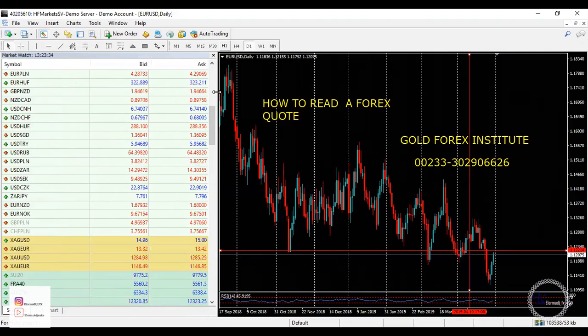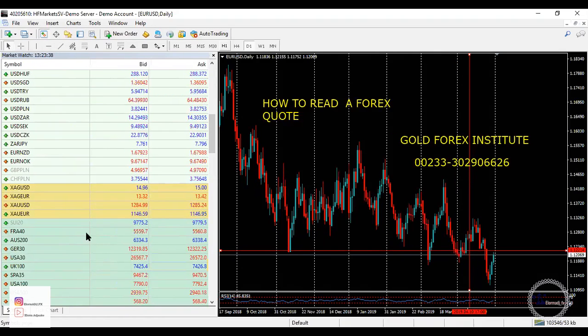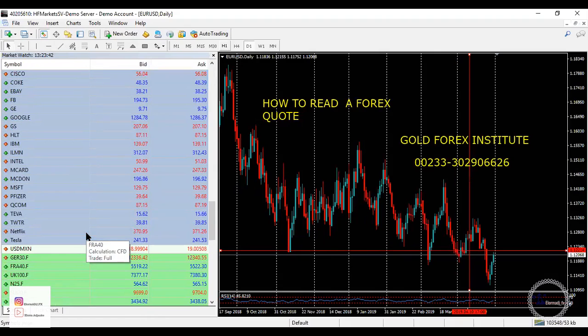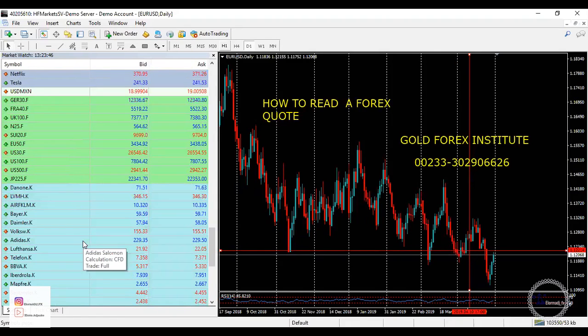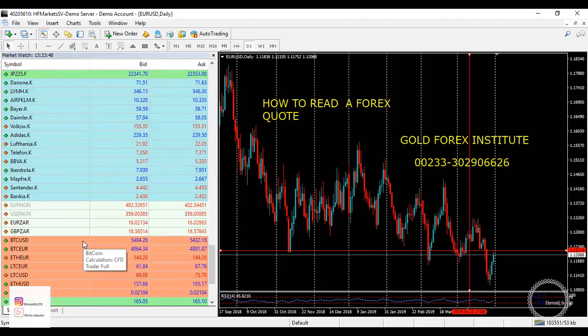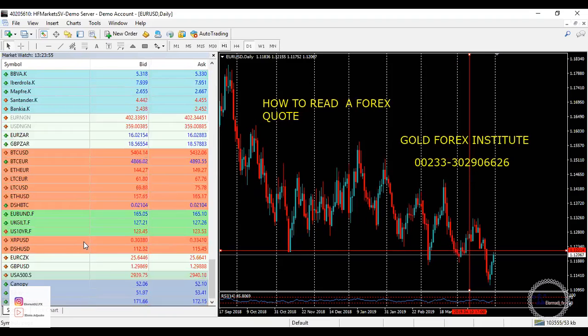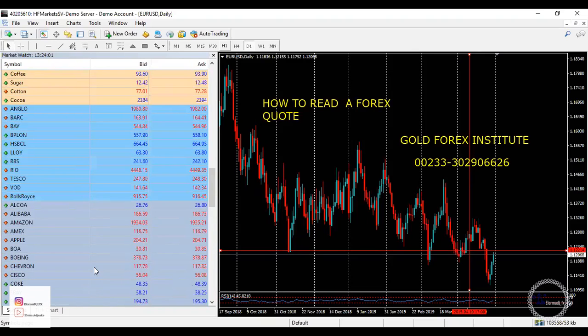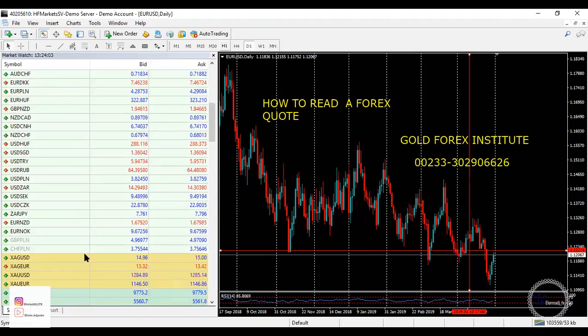We have the currency pairs. We have the commodities, gold and silver. We have the shares, the stocks, everything you need. Tesla, Netflix, McDonald's, the US30. You have BTC, Ethereum, everything you need in forex trading. The broker gives us access to all this. Coke, Amazon, everything you need.